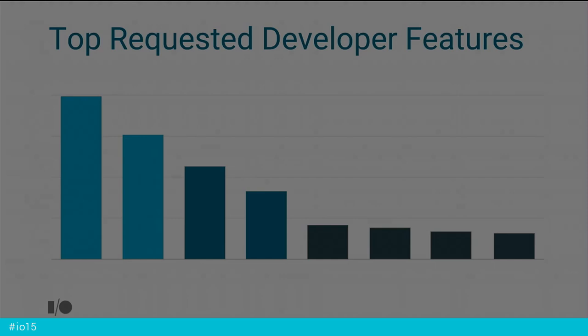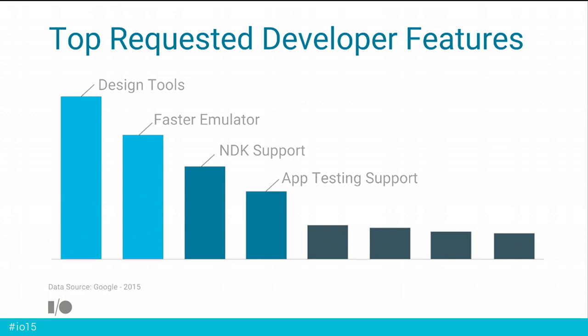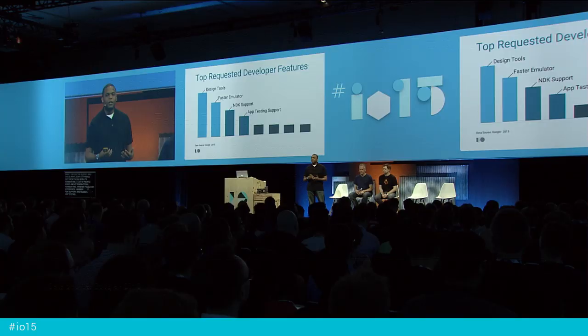So when we launched Android Studio 1.0, we asked you developers, hey, what do you want? We did a survey, and this is what sort of panned out from those results. Number one, a lot of people asked about design tools. Number two, a faster emulator experience. Number three, NDK support. And number four, app testing. And we really appreciate hearing all this feedback so we can really prioritize our work to making sure we do the right stuff that works for you.